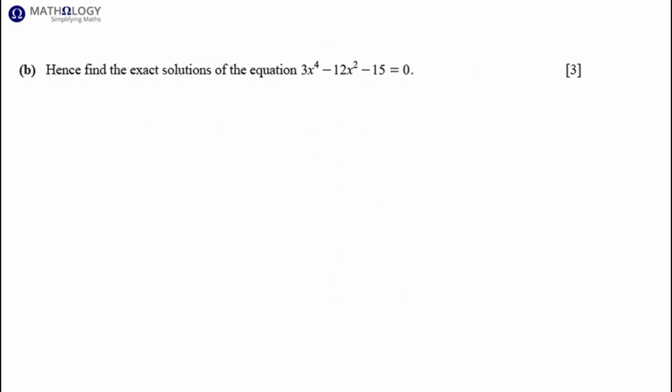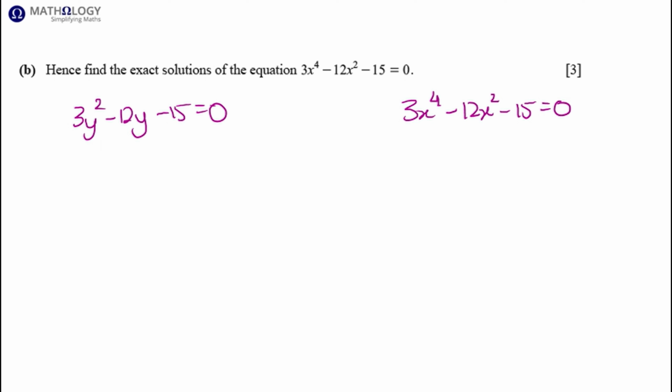Hence find the exact solutions of the equation 3x to the 4 minus 12x squared minus 15 equals 0. So the quadratic we start off with is 3y squared minus 12y minus 15 equals 0. And we now need to find the solution to 3x to the 4 minus 12x squared minus 15 equals 0. I call it a quadratic because it's a quadratic within a quadratic. What's different between the two expressions is that we've replaced y with x squared.